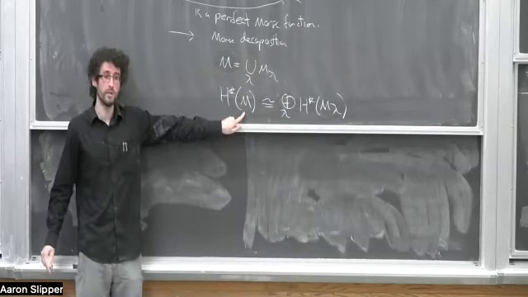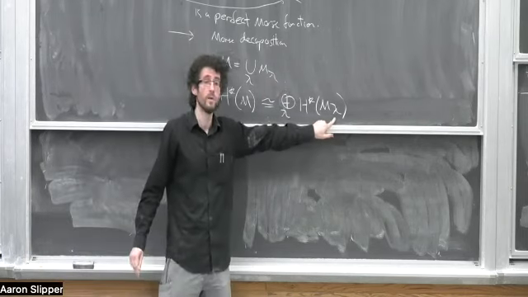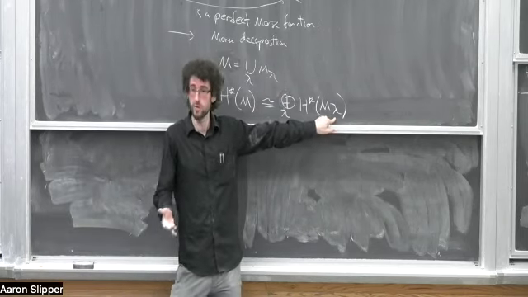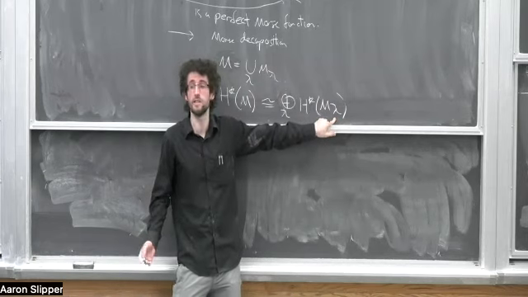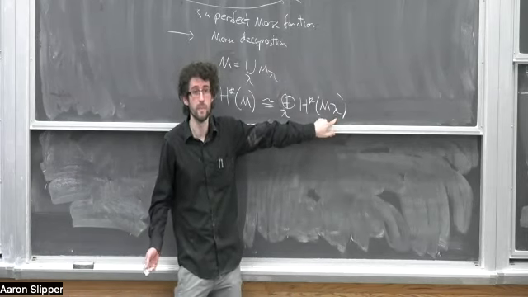And you get a description of the cohomology of M in terms of the cohomology of the strata. And you can also do this for various equivariant cohomologies if you have an equivariant Morse function.